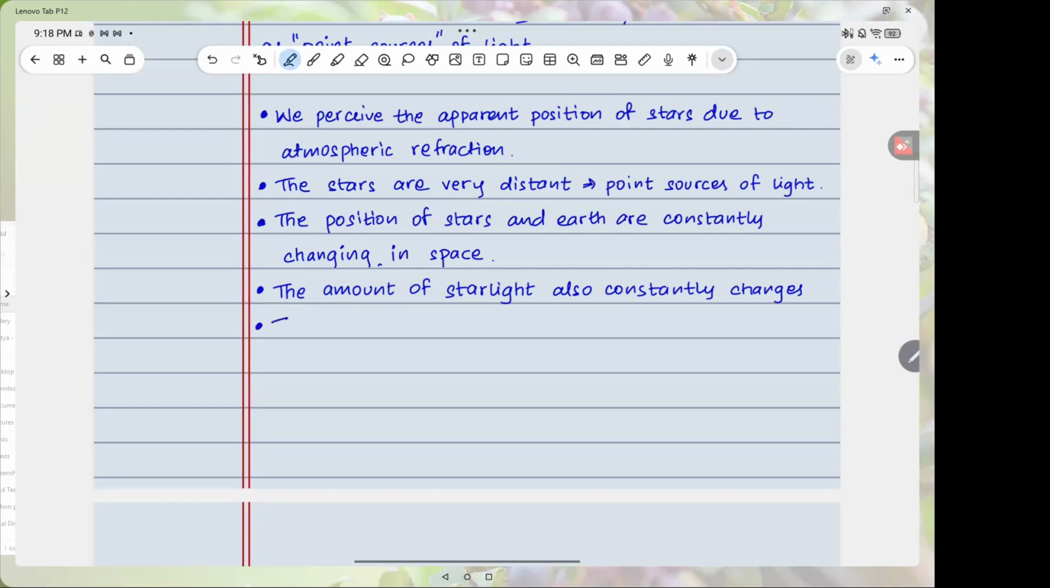This creates the twinkling effect because starlight sometimes appears brighter and sometimes faint.